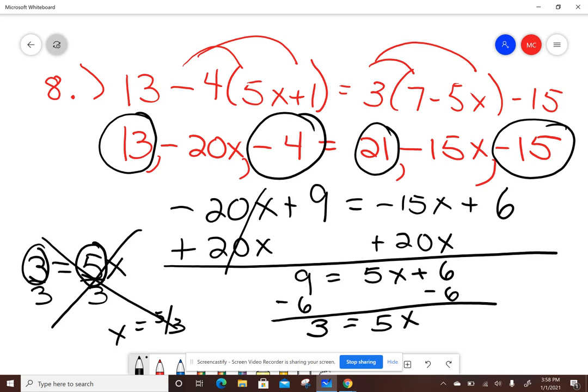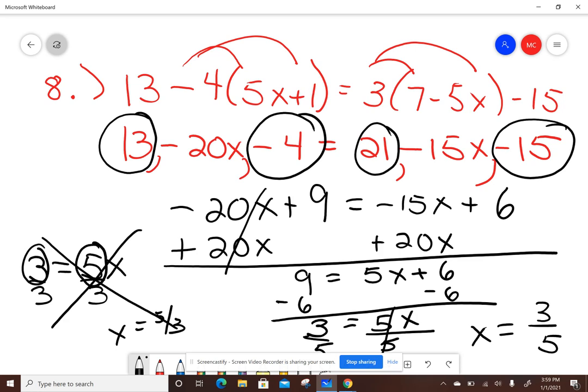Well, that's wrong. I need to isolate the variable, so I divide by 5, and my answer is x equals 3/5. So be careful of that. You always divide by the coefficient of the variable. So x equals 3/5.